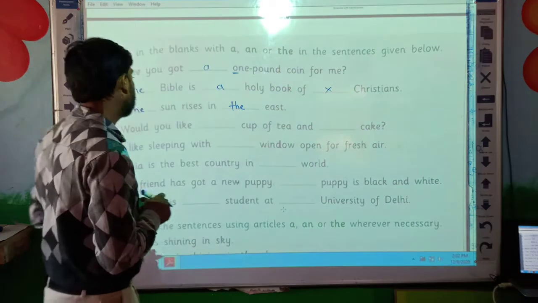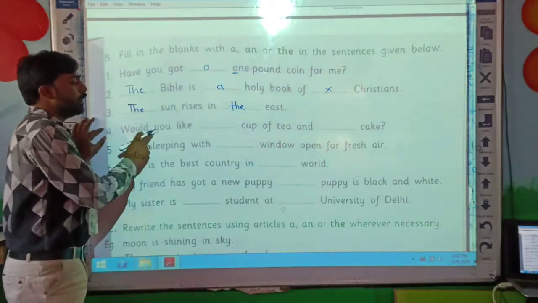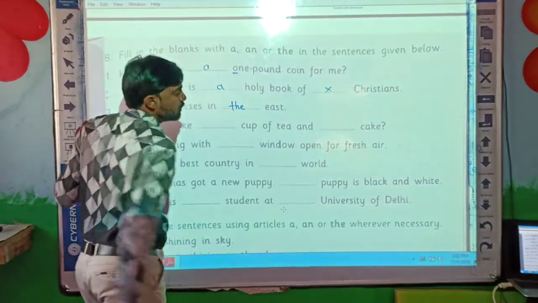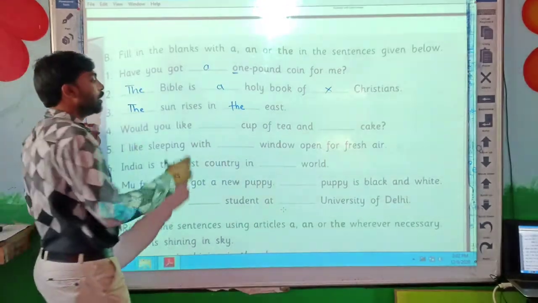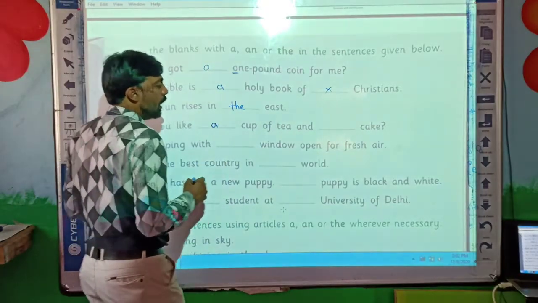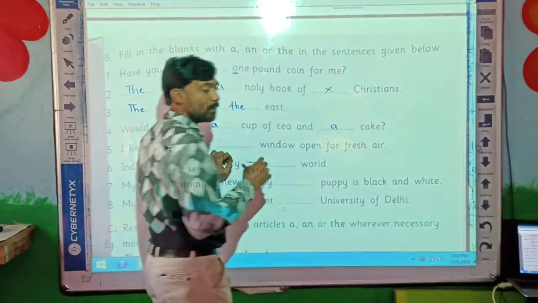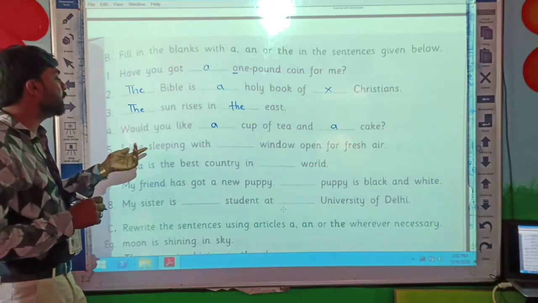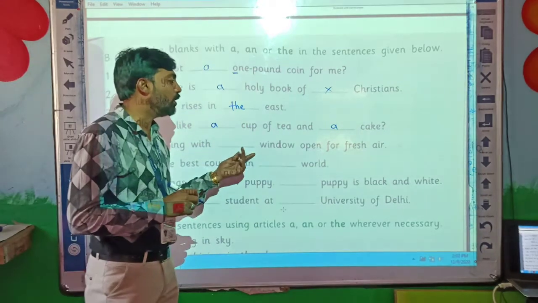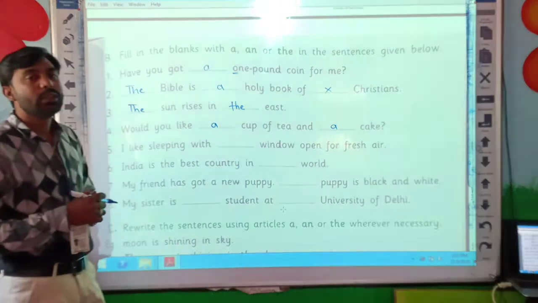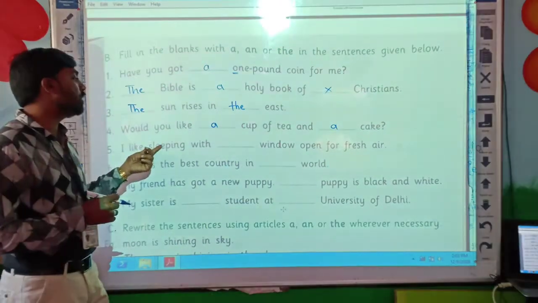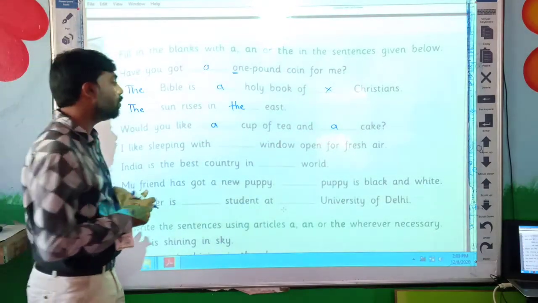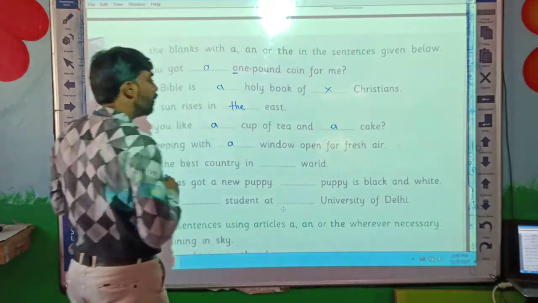The east. Fourth one, would you like dash cup of tea and dash cake? So, would you like a cup of tea and a cake? It's also a very easy exercise. Fifth one, I like sleeping with dash window open for fresh air. So what should be here? I like sleeping with a window open for fresh air.